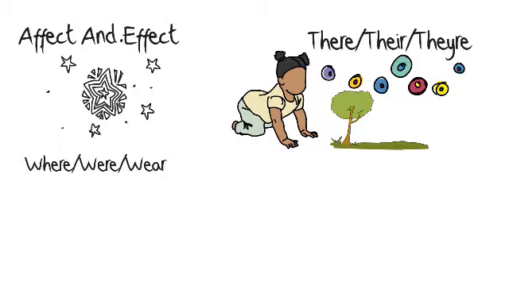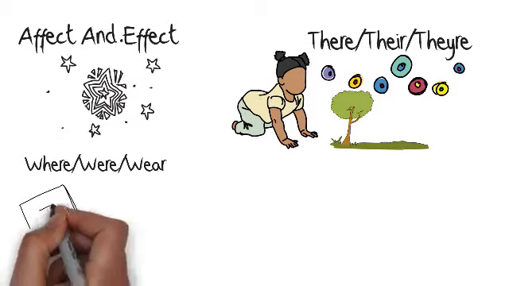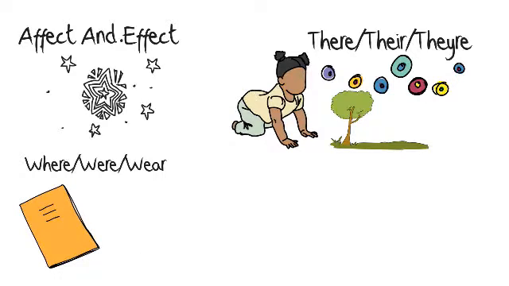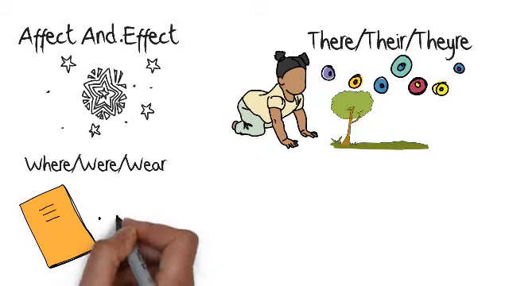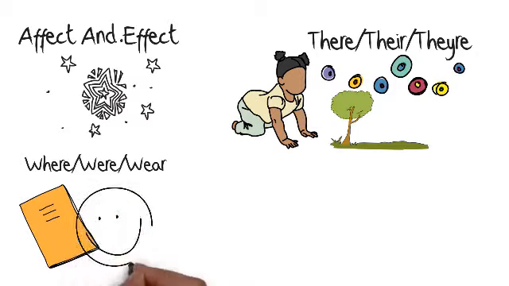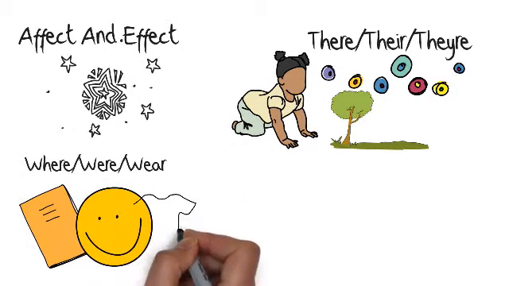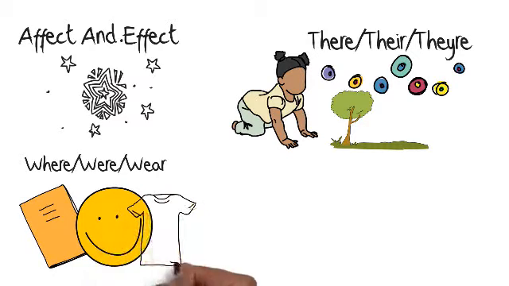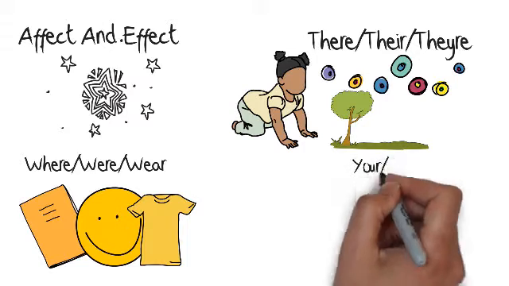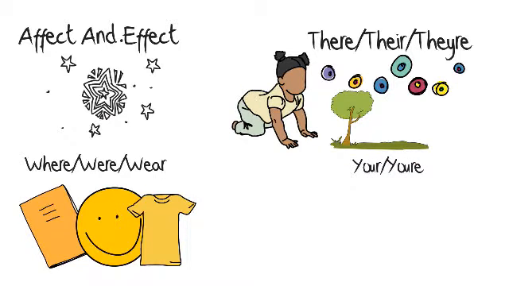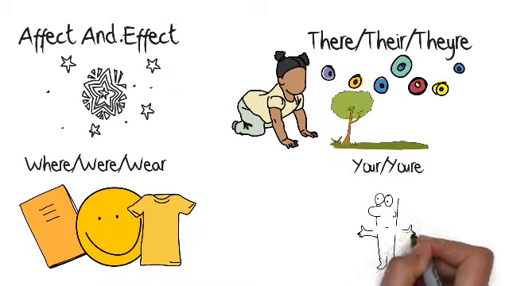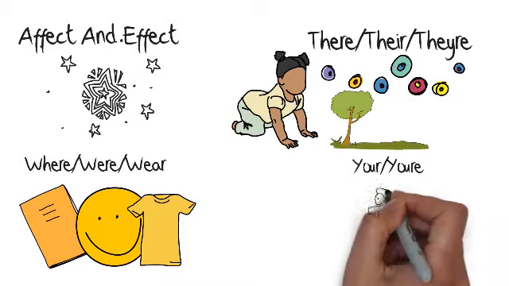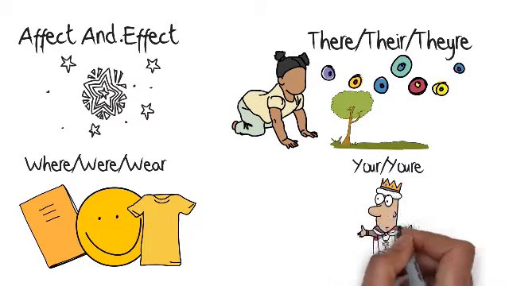Where, were, wear. Where is used to talk about place, like where is my book. Were is the past tense of the verb to be, like they were happy. Wear is what you do with clothes and shoes and stuff, like I want to wear my new cardigan. Your, you're. Your means something that belongs to you, but you're is the short form of you are.